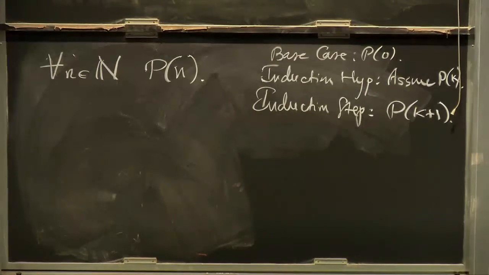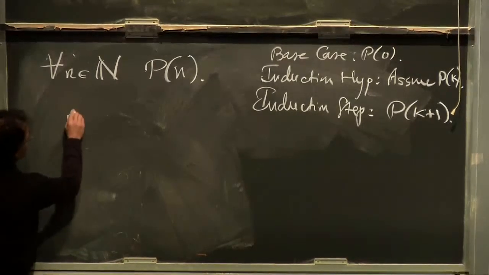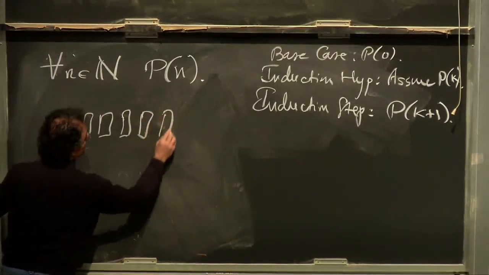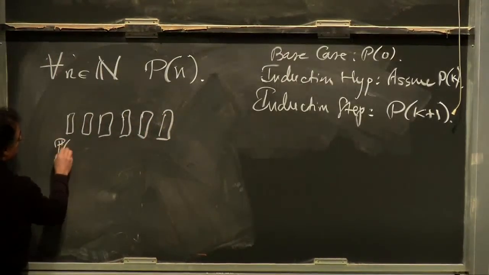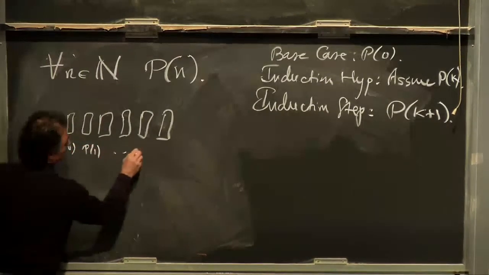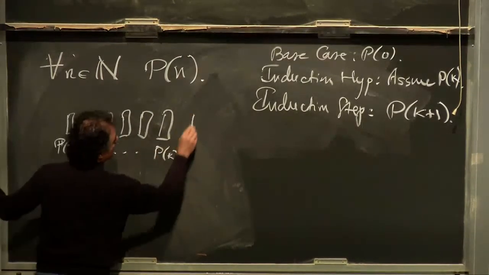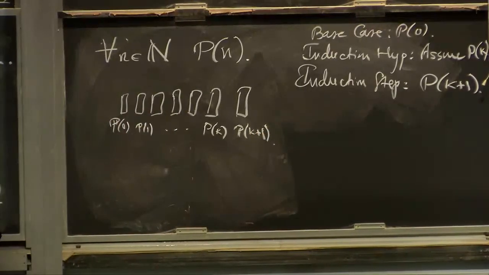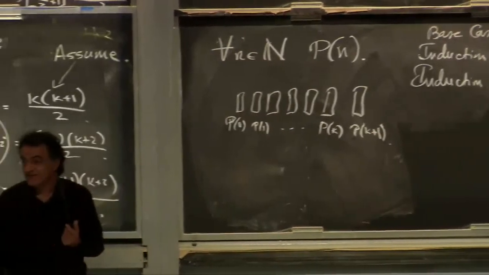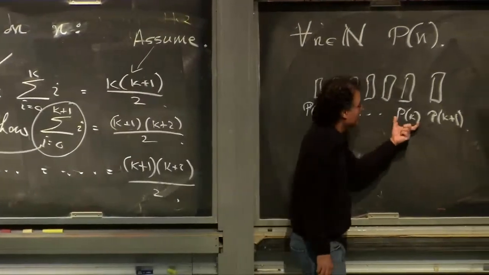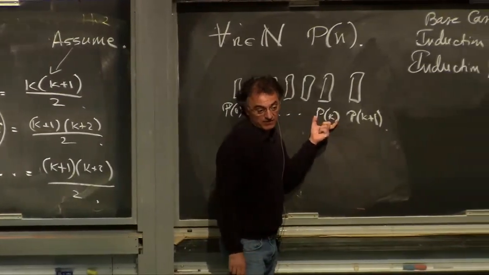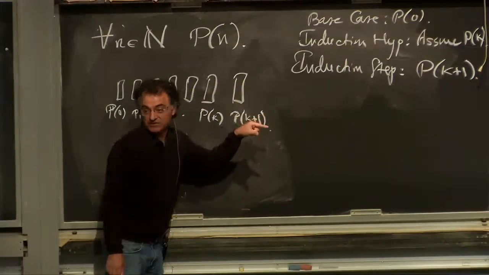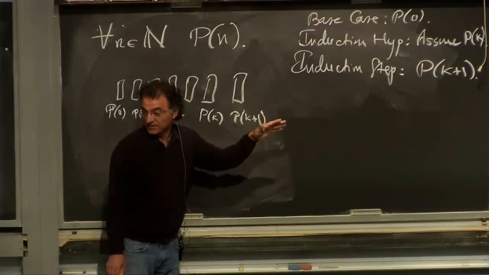Here's the way you can picture it. You can picture it as a bunch of dominoes that you line up. There's P(0), P(1), P(k plus 1). What you're trying to do is show that these propositions are like dominoes. They've been set up so that as soon as you tip one over, the next one tips over too. That's your induction step.